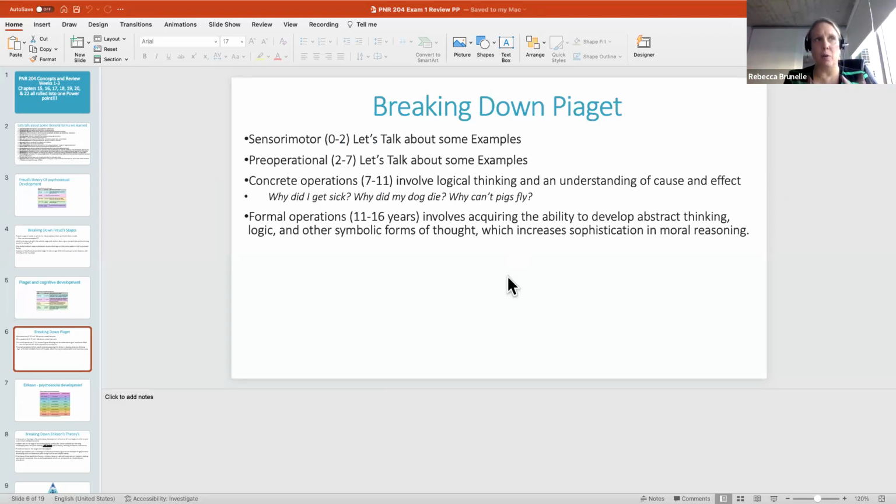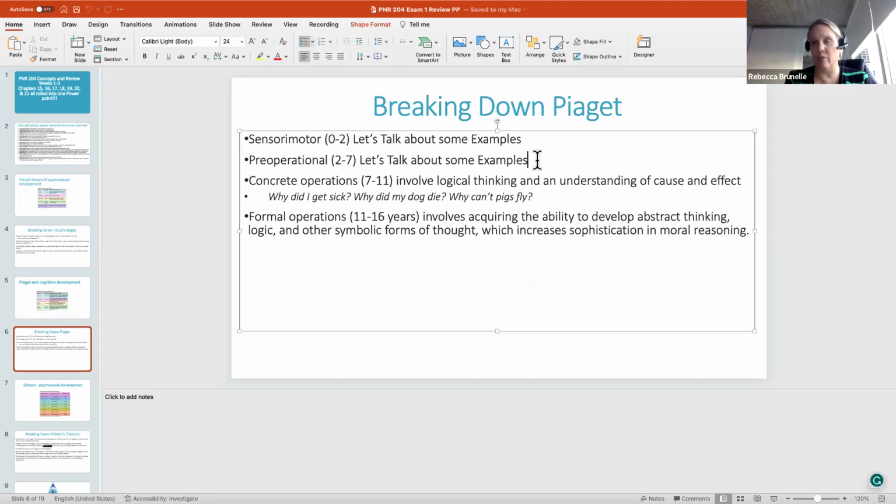So this is some more information about Piaget. Sensorimotor, we talked about, they're sensing the world and they're moving around. And the preoperational, there's a lot of language, a lot of imagination. Concrete operations, this is when they're starting to get into that cause and effect. Why do pigs fly? Why do I get sick? This is the why stage. And then formal operations is that hypothetical. They have that more mature ability to think about what would happen and come up with various scenarios for an if-would sort of situation.